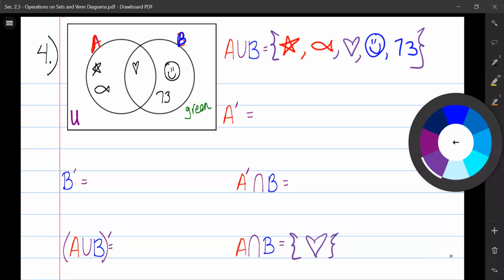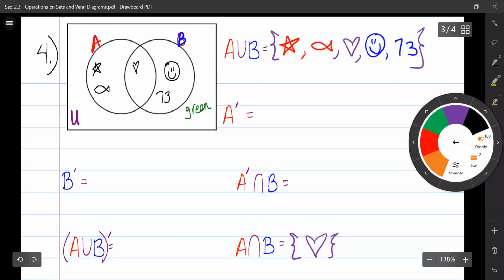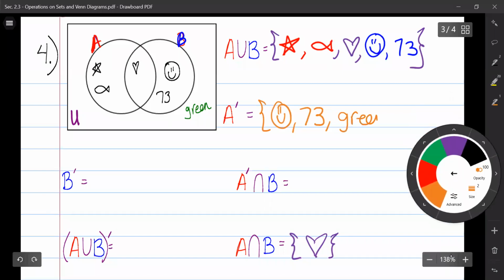All right, and then A prime, so A complement, everything that's not in A would be heart, no wait, heart is in A, just kidding. Smiley face, 73, and green. Okay, and then B prime, everything that's not in B is star, fish, green.